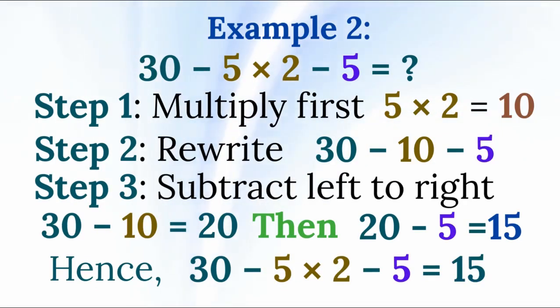Example 2. 30 minus 5 times 2 minus 5 equals what? Step 1. Multiply first. 5 times 2 equals 10. Step 2. Rewrite. 30 minus 10 minus 5. Step 3. Subtract left to right. 30 minus 10 equals 20, then 20 minus 5 equals 15. Therefore, 30 minus 5 times 2 minus 5 equals 15.